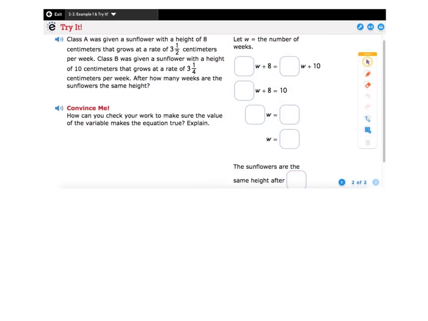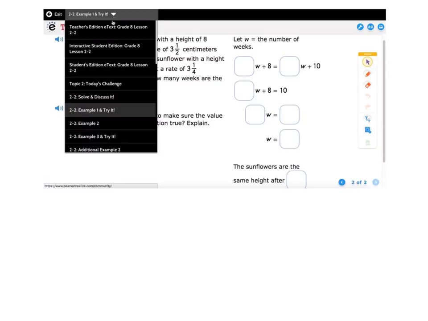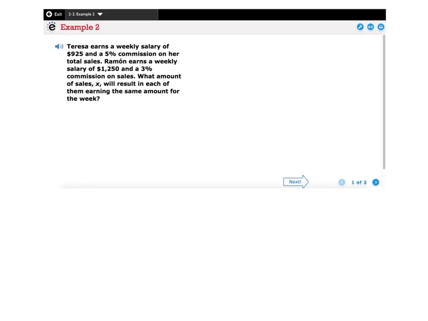Okay, so onward we go. So that was example 1. Let's go ahead and move on to example 2. Here we go. Teresa earns a weekly salary of $925 and a 5% commission on her total sales. Ramon earns a weekly salary of $1,250 and a 3% commission on sales. What amount of sales, x, will result in each of them earning the same amount for the week?